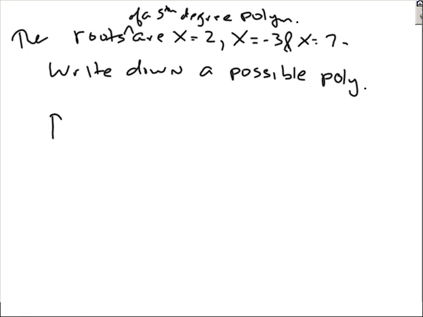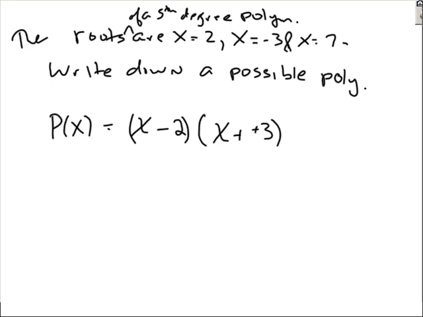Well, p of x, if one root is 2, we have x minus 2 as one factor. We have x minus -3 as another factor, which becomes x plus 3. And the third factor is x minus 7. But those are only 3. We need 5 because the degree is 5. Well, repeat some of them. That is, you can write down x minus 2 again and x plus 3 again.